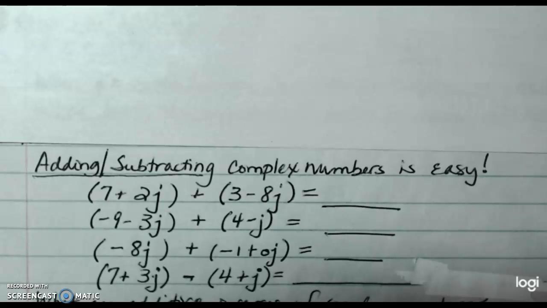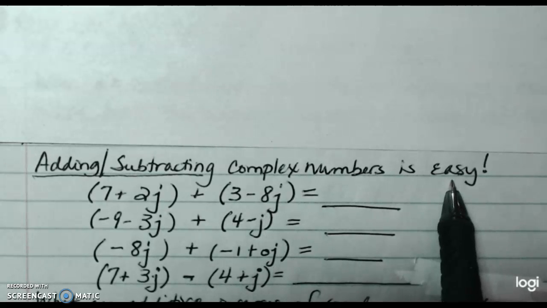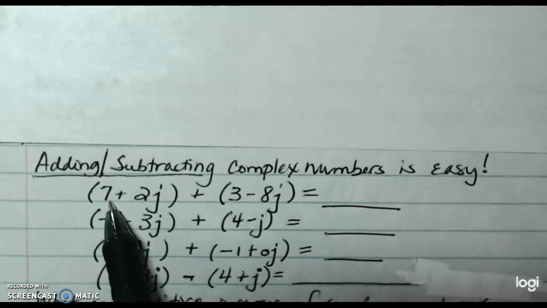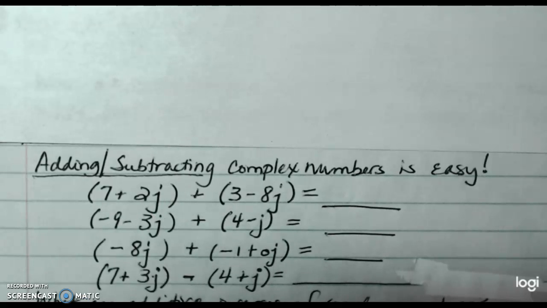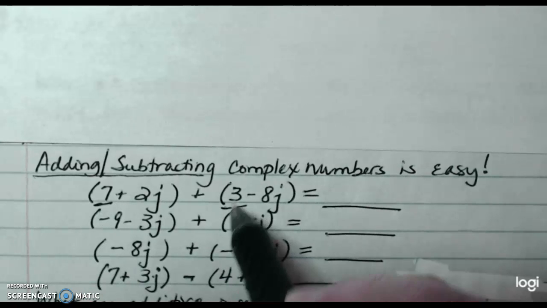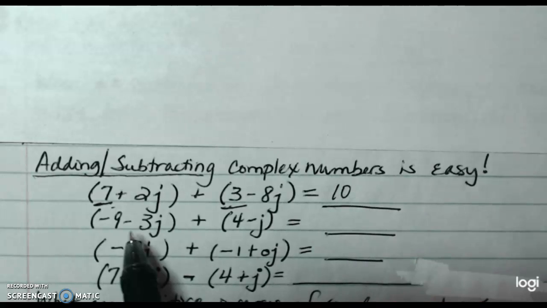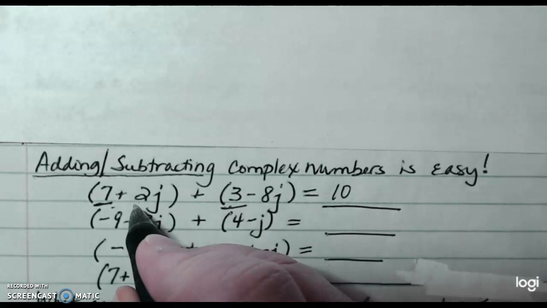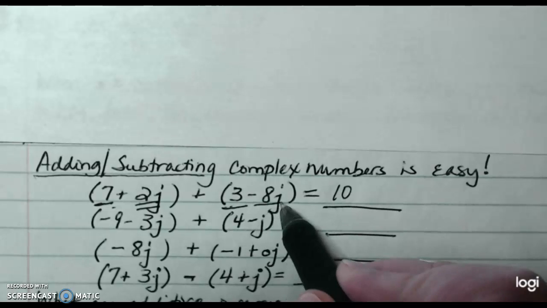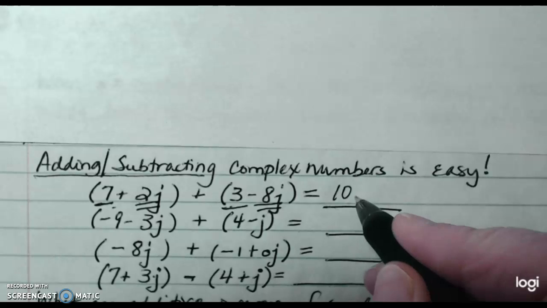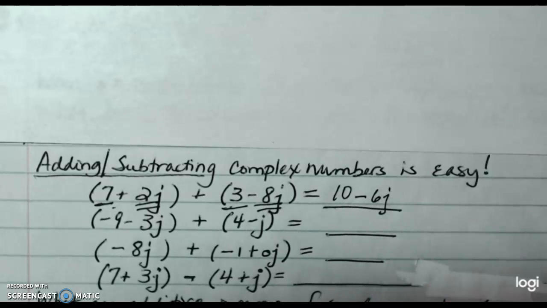Now I'm going to quickly cover adding and subtracting complex numbers. It's easy. It's just like adding and subtracting variables. You're going to add the real components and then add the imaginary components. So my real component of these first two complex numbers is 7 plus 3, which yields 10. The imaginary component is 2j plus negative 8j. Watch your negatives. It's 2 minus 8, which yields negative 6j.